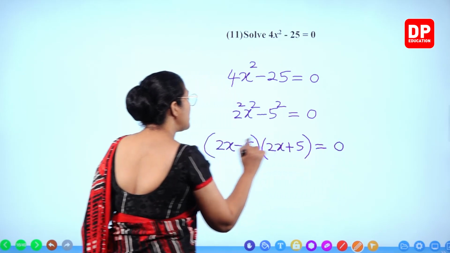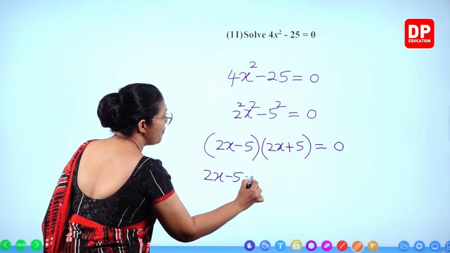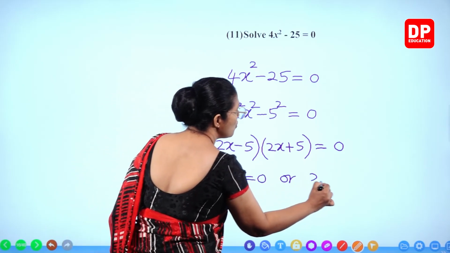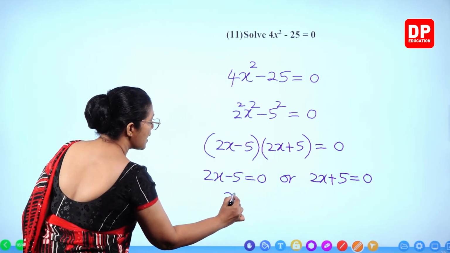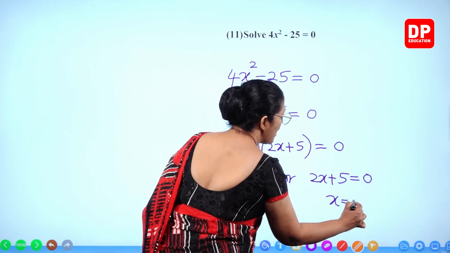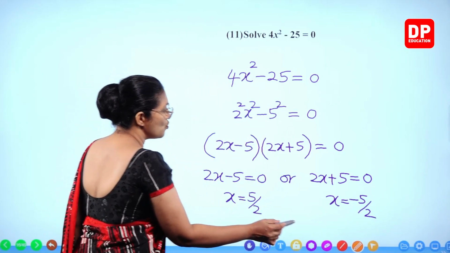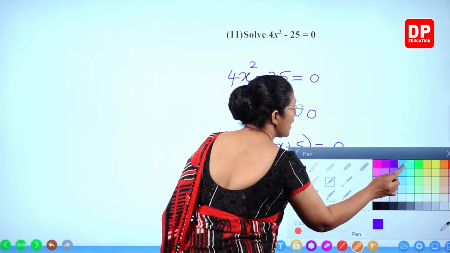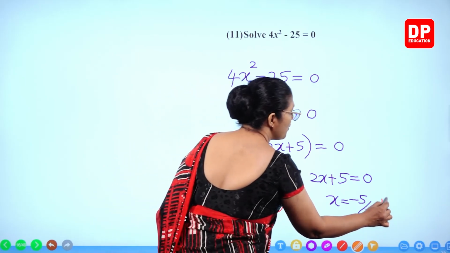That's equal to 0 means the product is 0. Either 2x minus 5 is 0 or 2x plus 5 equals 0. So that means x can be 5 over 2 or x can be minus 5 over 2. So those are the 2 solutions. So you get 1 mark each. You have to write both, 1 and 1.